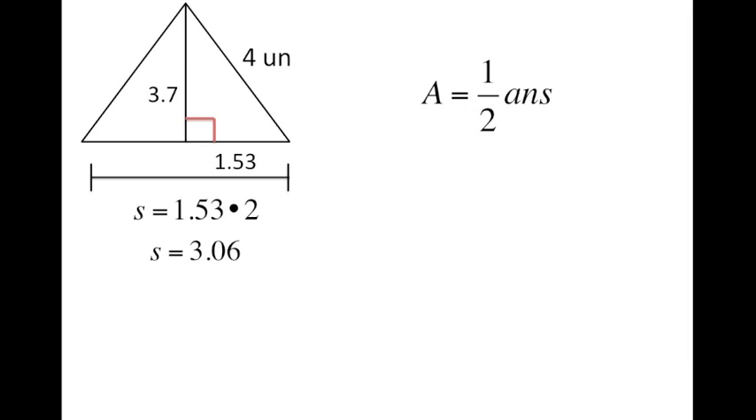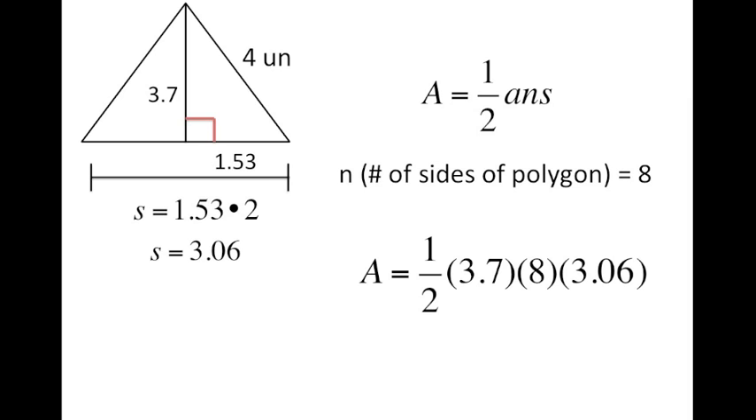So 1/2 times the apothem times the number of sides, which is 8 in this case, times the side length. So 1/2 times 3.7 times 8 times 3.06. Plugging that in, we're going to get 45.29 units squared. Notice that I'm still rounding to the hundredths. Even with all the trigonometry that we had before, we're still going to round to the hundredths. And if your answers are just a little bit different than the textbook, that's okay because of how we are rounding.